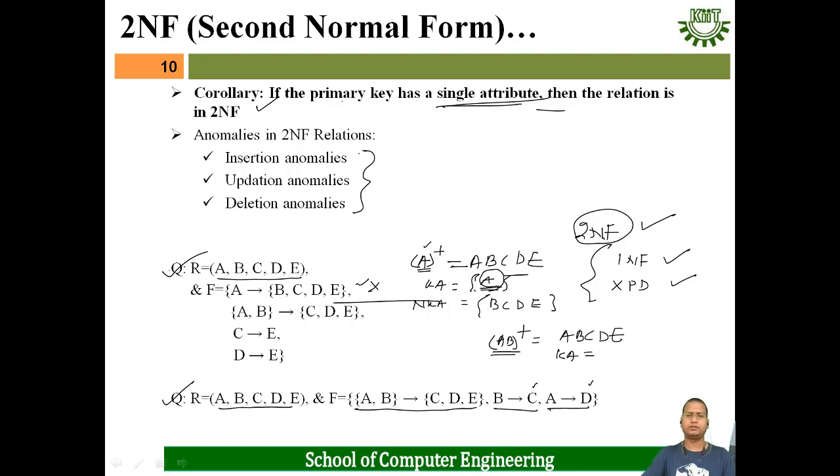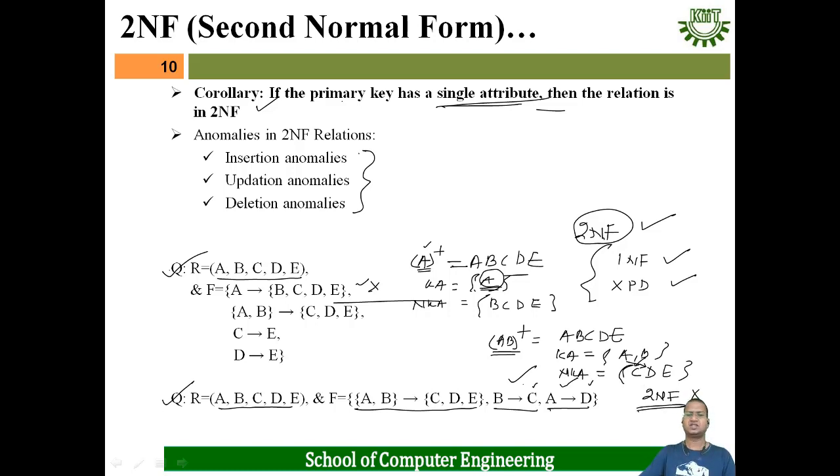That means the key attributes will be A and B, and the non-key attributes will be everything except the key attributes, all others: C, D, E. Okay, is any partial dependency present here? Yes, B to C. B determining C, part of the key determining a non-key. This is a partial dependency. And A determining D, yes, part of the key determining a non-key. This is your partial dependency. That means partial dependency is present, so it is not in 2NF.